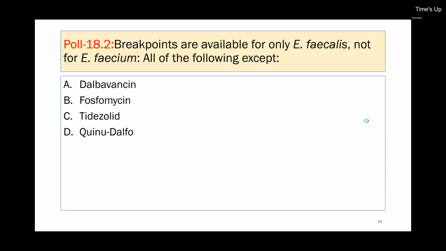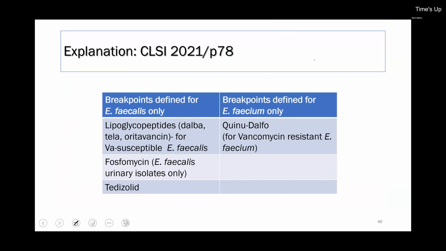The next question: breakpoints for all of the following are available for only Enterococcus faecalis, but not for faecium. Which among them is not true? The answer is quinupristin-dalfopristin. For the rest, the lipoglycopeptides and the oxazolidinone tedizolid, they have breakpoints for faecalis, but they don't have breakpoints for faecium. Quinupristin-dalfopristin is not that scenario.